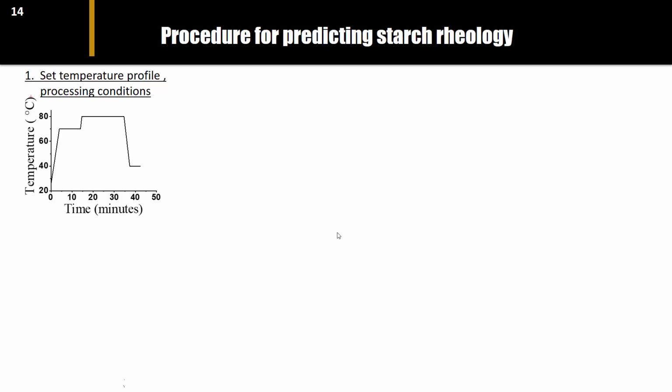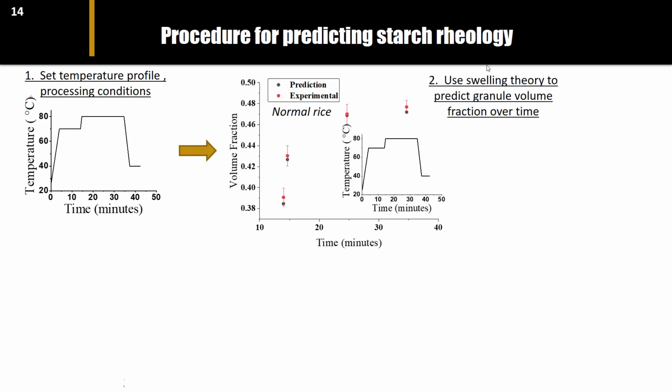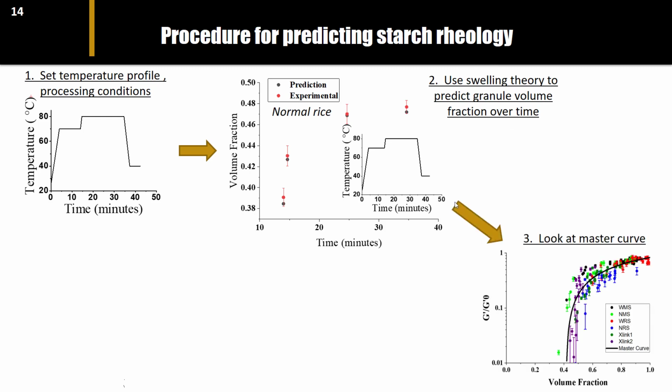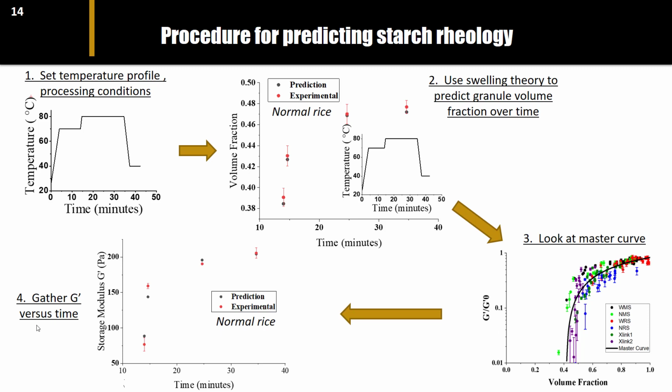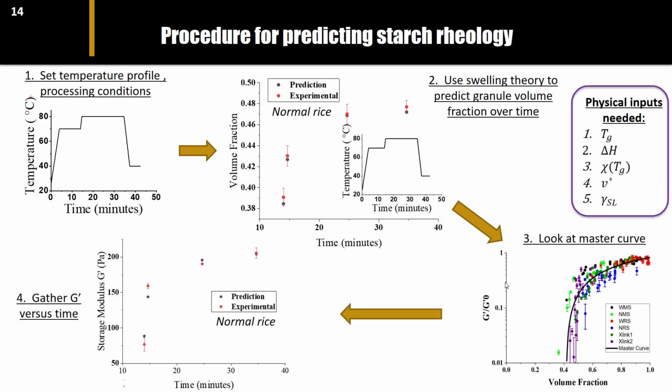What this seems to suggest is that there's a procedure we can now use to predict the starch rheology as a function of time. If we know the temperature profile and the processing conditions, we can use our granule swelling theory to predict the granule volume fraction as a function of time. You can then use the master curve at each point in time to figure out, for each volume fraction, what the storage modulus looks like, and hence you can obtain the storage modulus versus time. This can be seen to be true for any starch granule as long as you know the physical properties of the granule, which are the five physical properties that we discussed in this talk.